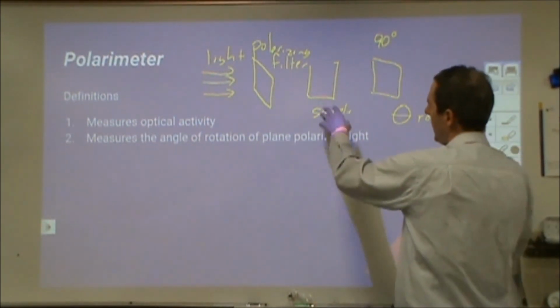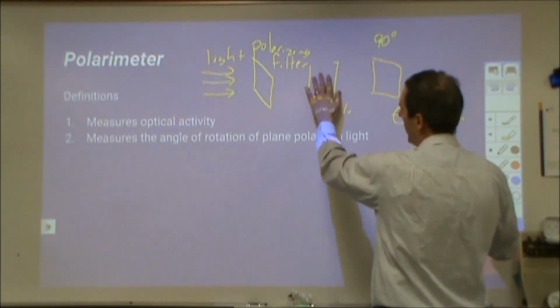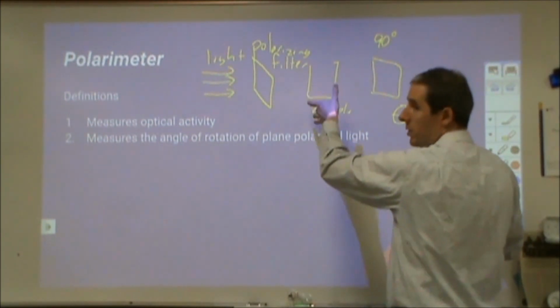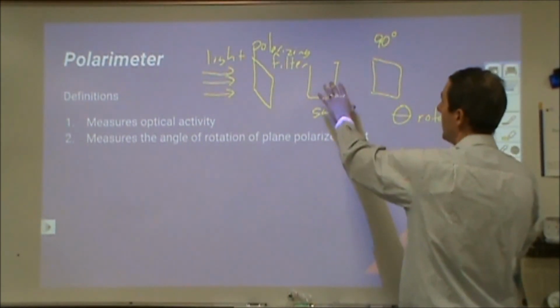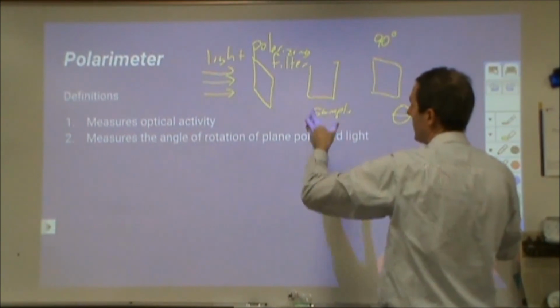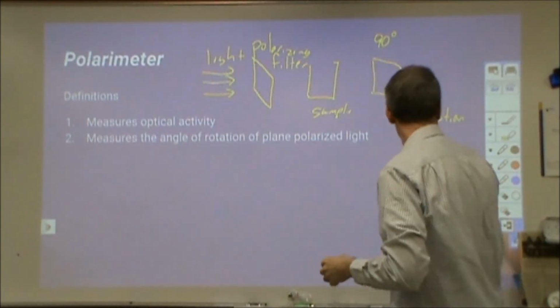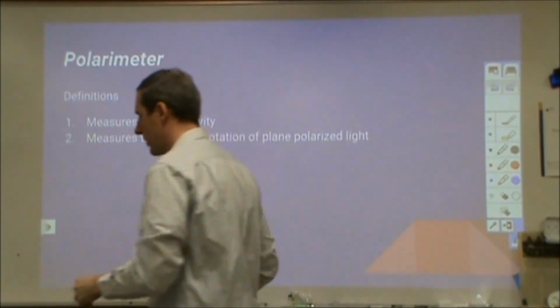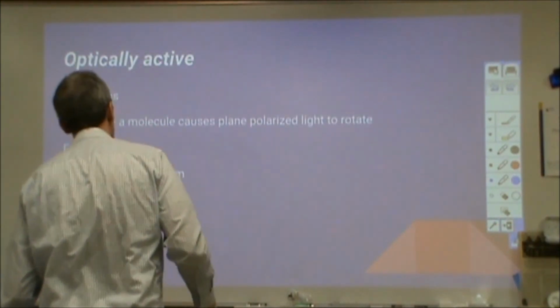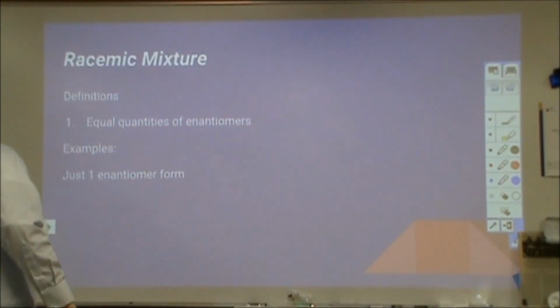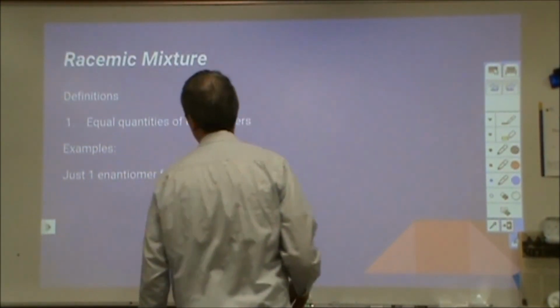Now, as I increase the amount of R form of this or S form of that, that's going to change that angle more and more. So I can make a measurement as to how much that's affecting that light. Okay. So that's how a polarimeter works. And that takes advantage of the optical activity of these configurational isomers, of these enantiomers.